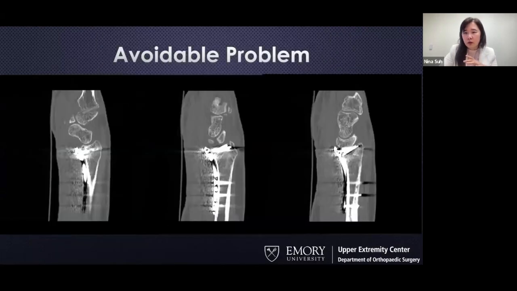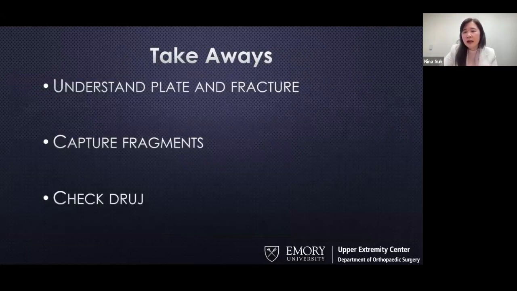So this is an avoidable problem. Intra-articular hardware is something that we as surgeons can avoid, so it's something that you have to be mindful of. Really, my takeaway points: first, you have to understand the plate. Whichever plating system you use, whichever company you find most comfortable, you have to use the company that you're comfortable with. And then you also have to fully understand the fracture.